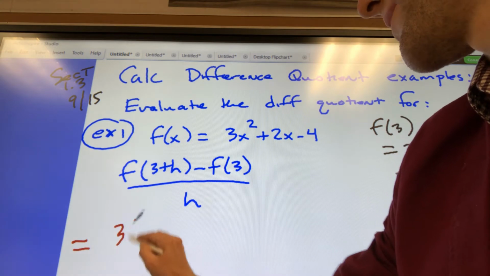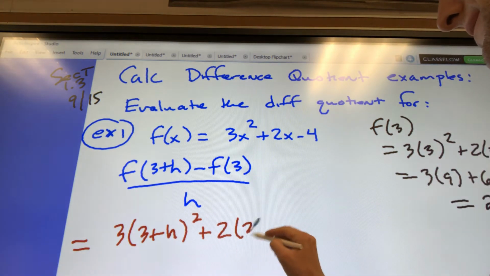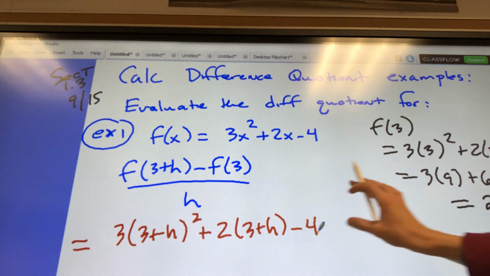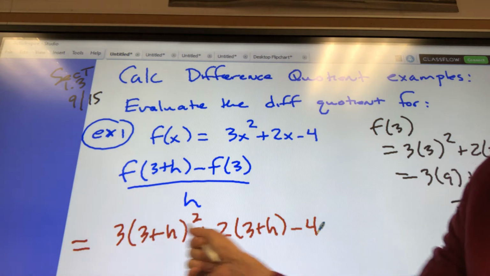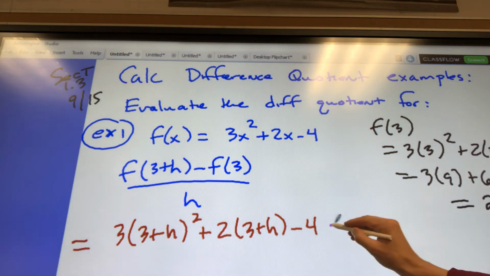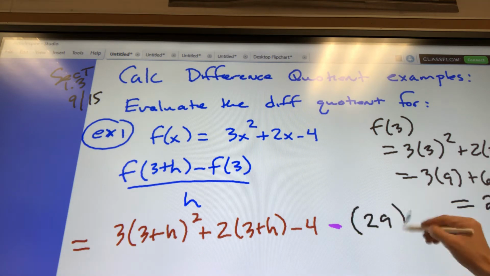So it's going to be 3 times what you're plugging in for x. Don't forget about that minus 4. This all in maroon is f of 3 plus h. Then minus, I'm always going to put this in parentheses so you can see that this is f of 3 by itself, minus 29. Divide everything by h.